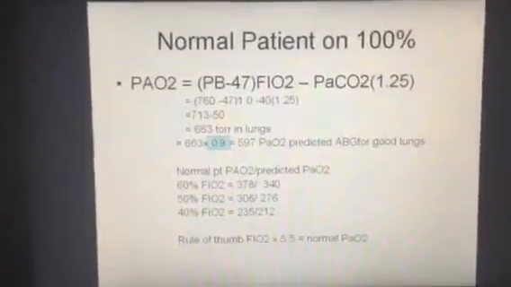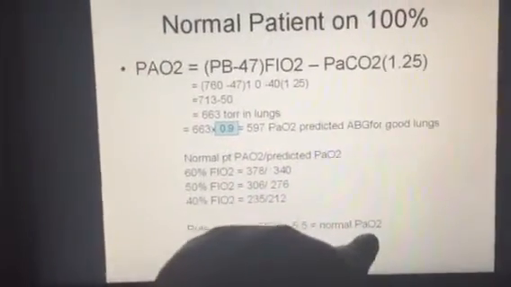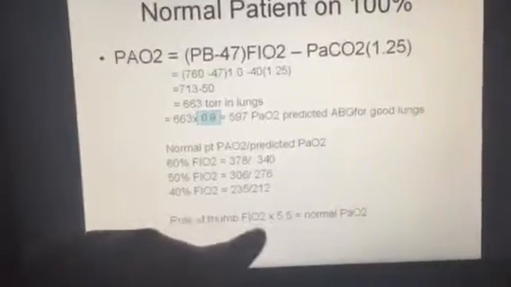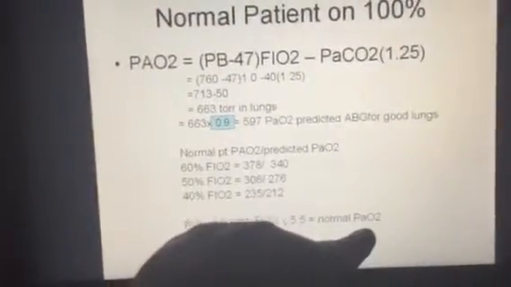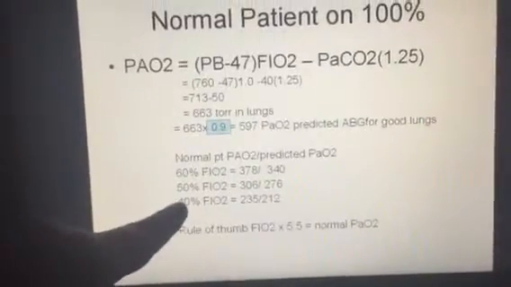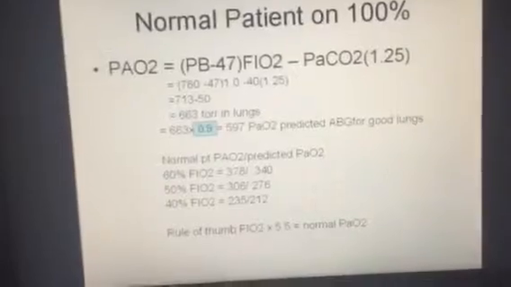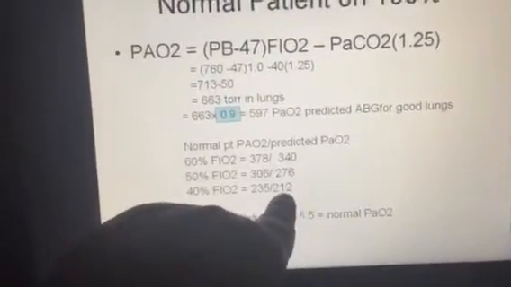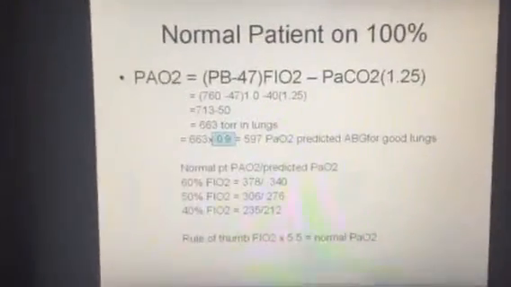But the important thing is that you can use a rule of thumb with your FiO2s to calculate your projected PaO2s. So, for example, you just multiply the FiO2 by 5.5, you know what the normal PaO2s would be. So 40% times 5.5, that's like 40 times 5.5 would be 220. So that would be almost 212.